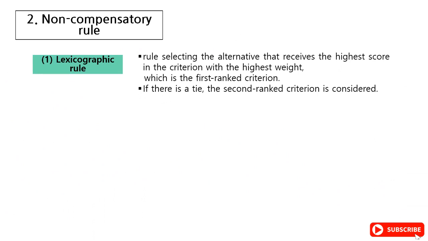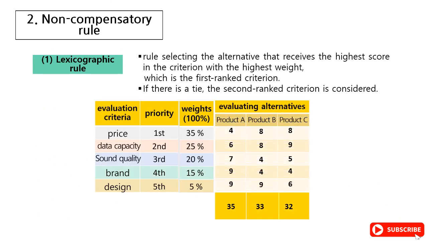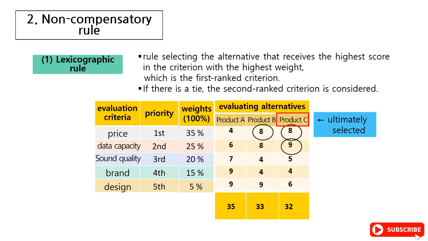Next, let's evaluate using the non-compensatory rule. First, the lexicographic rule selects the alternative that receives the highest score in the criterion with the highest weight, which is the first-ranked criterion. If there is a tie, the second-ranked criterion is considered. In the case analysis, for the first-ranked criterion, which is price, both B and C received the highest score of 8. Since there is a tie, the second-ranked criterion, data capacity, is considered. C received the highest score of 9 in this criterion, so ultimately, C is selected.